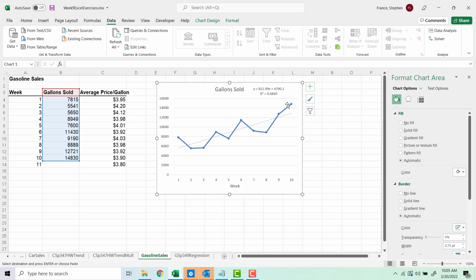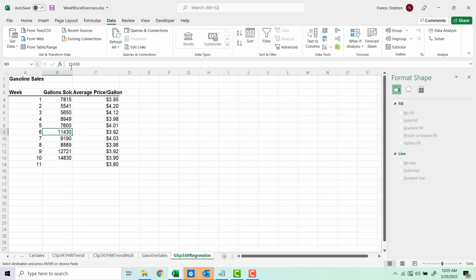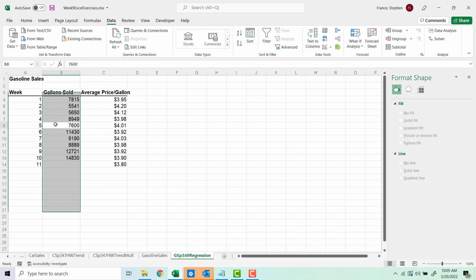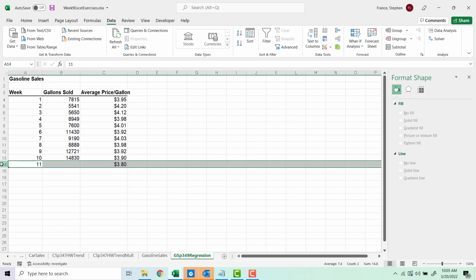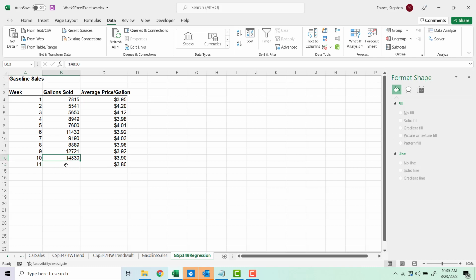So we can model this as a time series. Let's build it officially as a regression model. We have the week as the independent variable and the gallons sold as the dependent variable. We also have a space here for when we want to forecast gallons sold given the week.